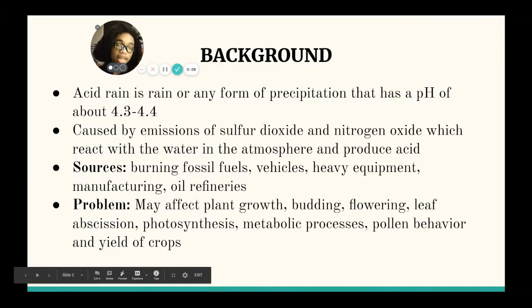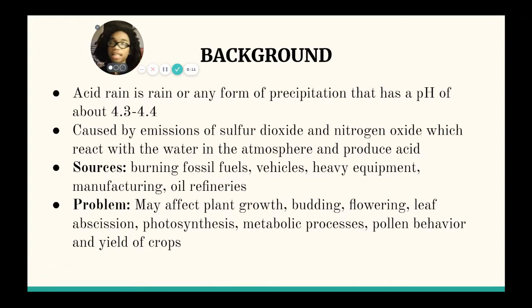Acid rain is rain or any form of precipitation that has a pH of about 4.3 to 4.4. The pH scale is used to measure the alkalinity or acidity of a substance. The lower the pH, the higher the acidity, and the higher the pH, the higher the alkalinity.